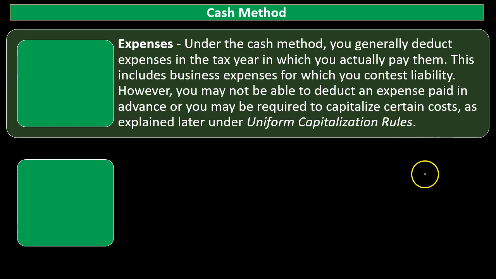So, cash method expenses. Under the cash method, you generally deduct expenses in the tax year in which you actually pay them. This includes business expenses for which you can contest liability. However, you may not be able to deduct an expense paid in advance, or you may be required to capitalize certain costs as explained later under the uniform capitalization rules. So in other words, expenses under a cash method would typically happen when you make the payment.